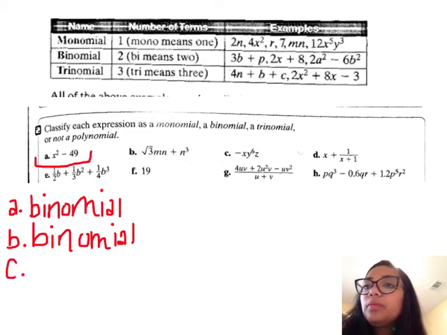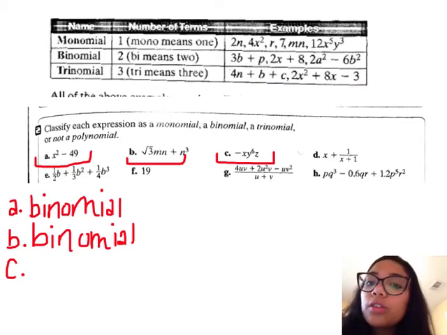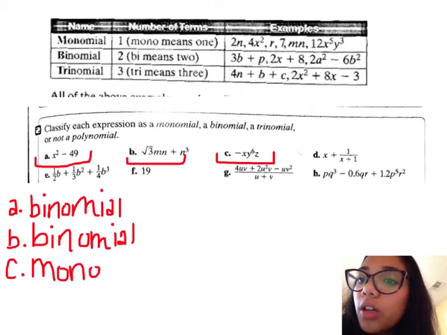C. Is C a polynomial? Exponents are all positive. There's not dividing by a variable. I'd say that that is a polynomial. But what kind of polynomial? Is it being separated by adding or subtracting? No. I know that there's one term, so it is a monomial.